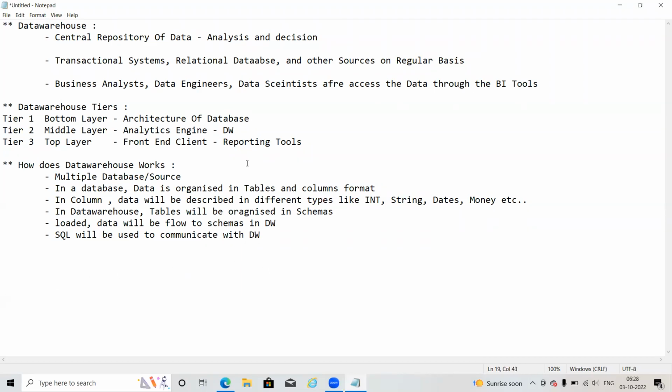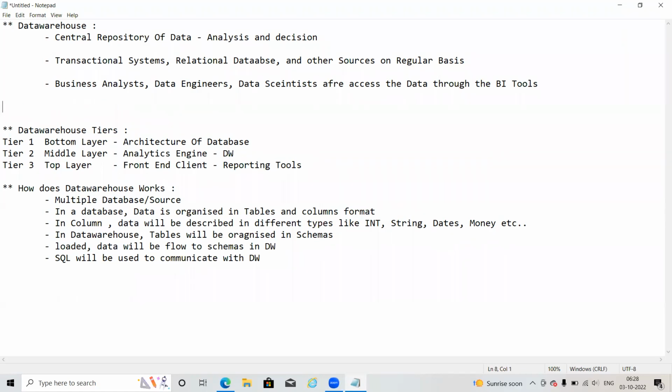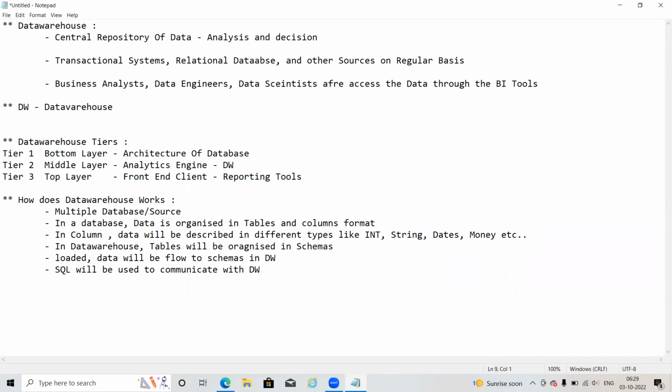So I will write DW wherever we refer to a data warehouse, and I will write DB as a database. Fine. How does this data warehouse work?